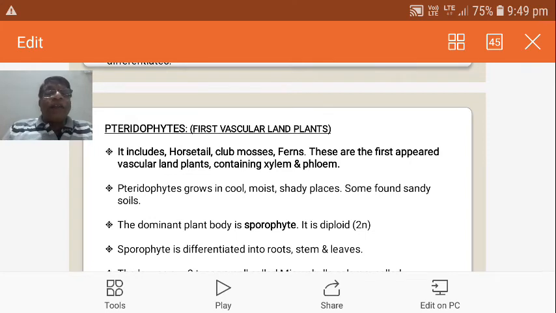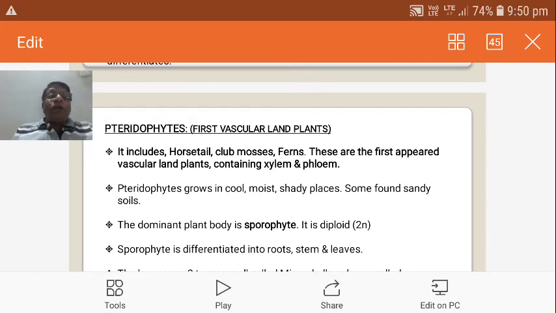We may ask a question like this: What is sporophyte? Define sporophyte. The plant body which produces spores is called sporophyte. The sporophyte is always diploid. It means it consists of two sets of chromosomes. That's why we have written 2n, diploid number.